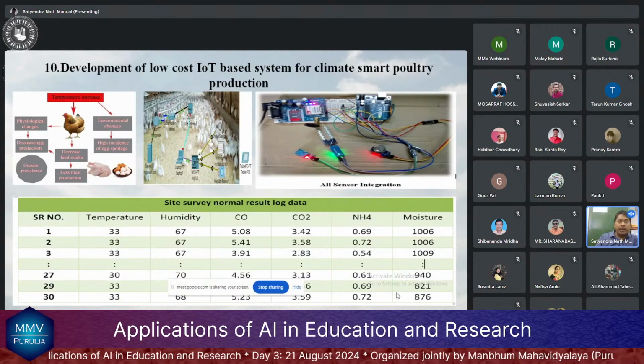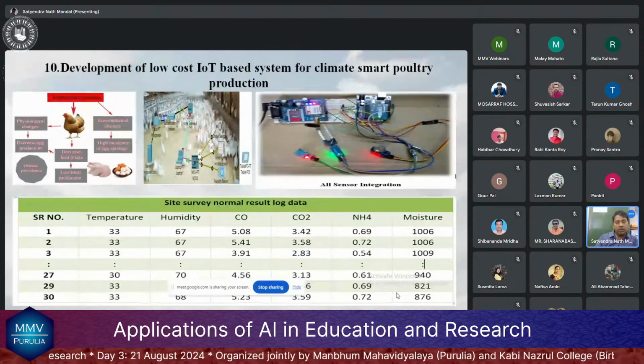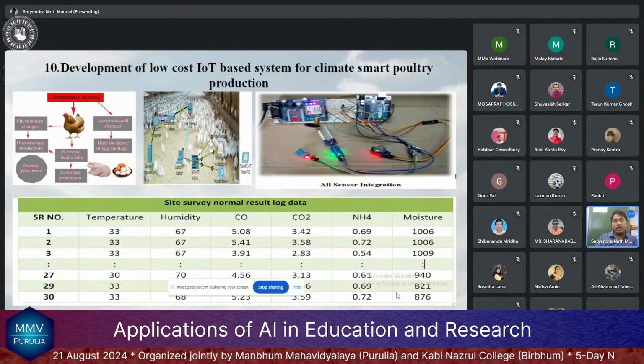What happened in the poultry farm? In the summer season, the birds are panting. They are not taking food. That's why they are drastically losing weight. And all the contract farmers get money based on their weight. So if the birds lose weight, they lose their profit. Then what did we do?